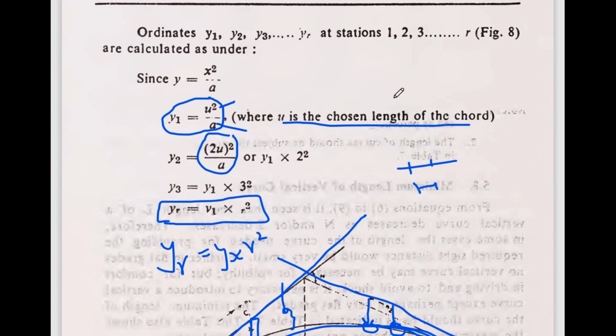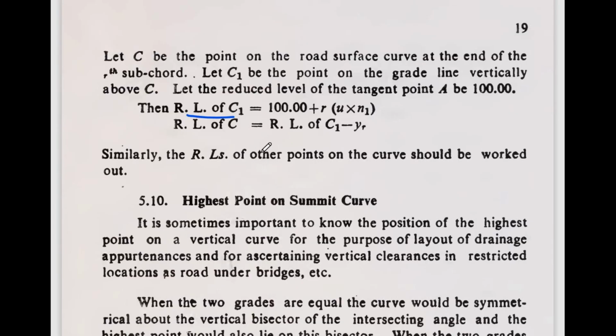And what is r? R is the chord number. So we have to increase this r value by 1, 2, 3 and 4 till the last chord number. So by using this we will calculate the ordinate, and with the help of the ordinate we can finalize to what depth we must go, so that by joining all the points we will get a perfect parabolic curve. So this was all about the point 5.9.